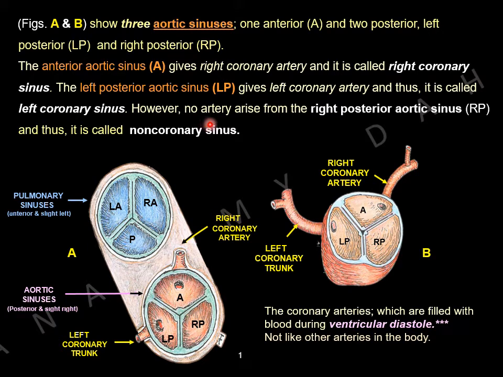However, no artery arises from the right posterior aortic sinus. No arteries come from there. Because of that, the right posterior aortic sinus is known as the non-coronary sinus. The coronary arteries are filled with blood during ventricular diastole, not like other arteries in the body.